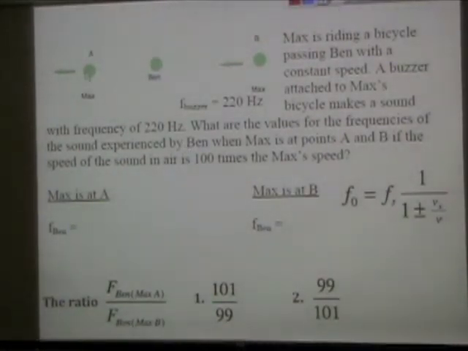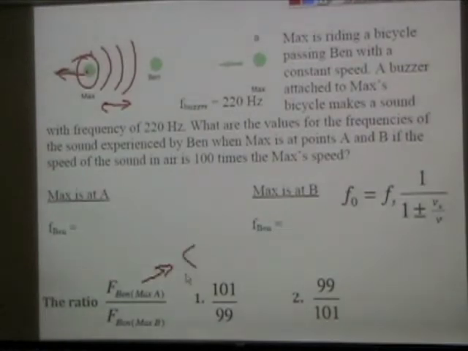So, when Max is here, sound travels to the right, source travels to the left. So if we want to compare what is happening to the wavelength of the sound relative to a stationary situation, we have to say the wavelength increases. When wavelength increases, frequency decreases. So this frequency should be less than for the stationary case.